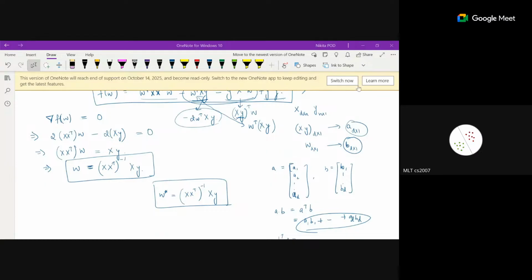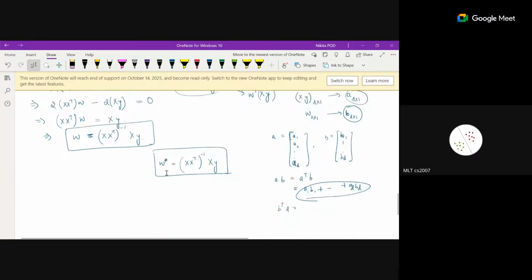All right. Okay, let's move. Yes, Kaushik. In the lecture, sir discussed the pseudo inverse. Can you briefly explain that? What is pseudo inverse?